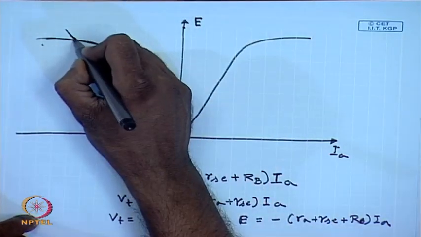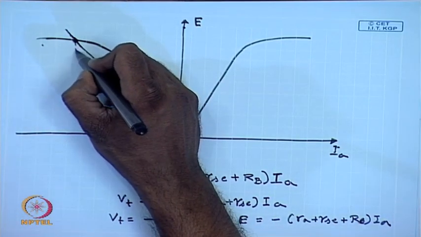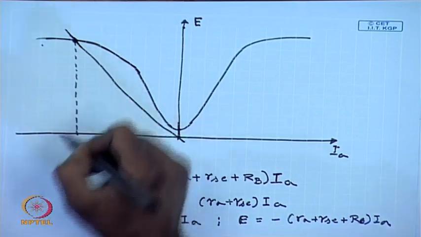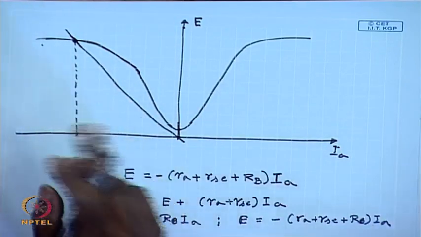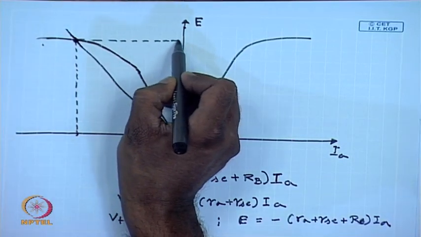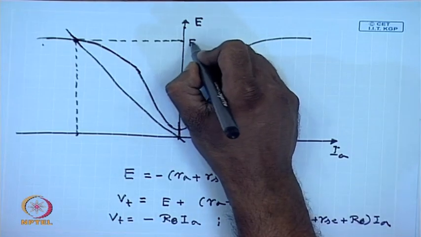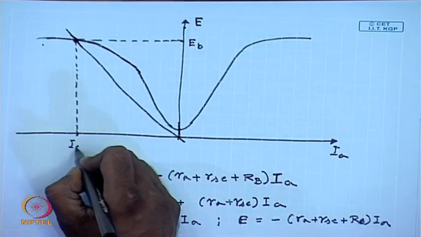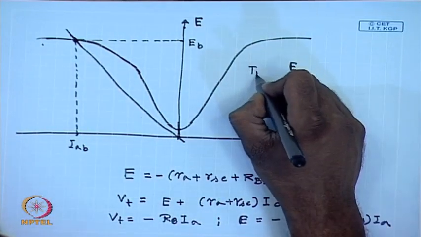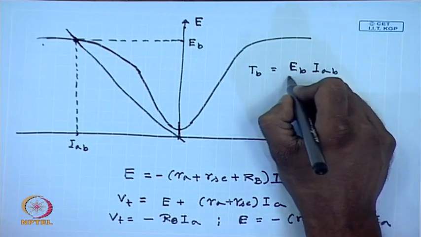Which intersects the braking characteristics, the OCC during braking, at this point. This will be the value of I_A, which shows that I_A is negative, that means the current reverses, and this will be the induced voltage. The braking torque will be E_B into I_AB by omega.